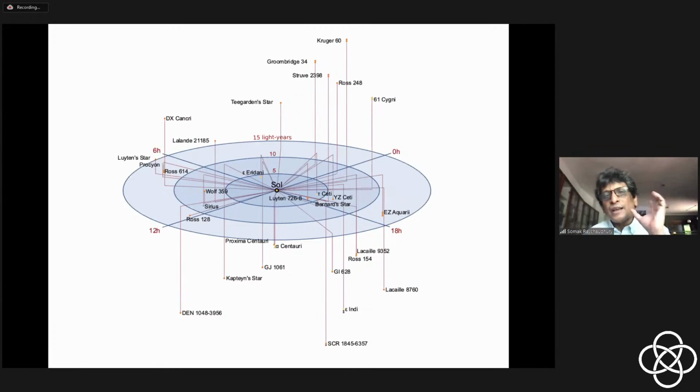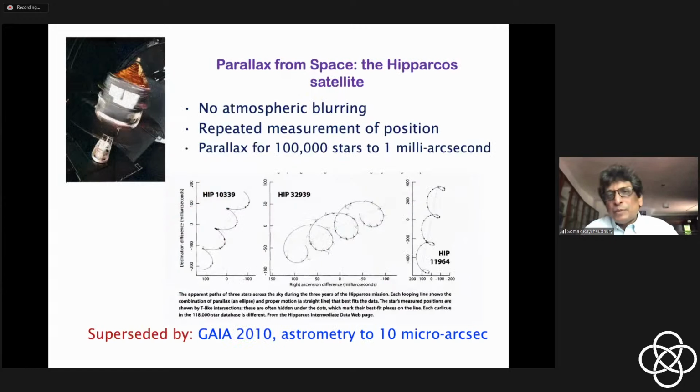But people have been doing this for a long time, and so we built up a whole database. And then the Hipparcos satellite went up. When I was a student, this was a big thing in the 1980s when Hipparcos went up. Hipparcos started doing parallax from space. And once you do parallax from space, 2 things happen. One is that you can measure the angular distance much more accurately, because there is no atmospheric blurring. The other thing is you can continuously measure things.